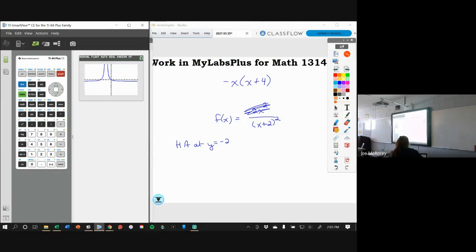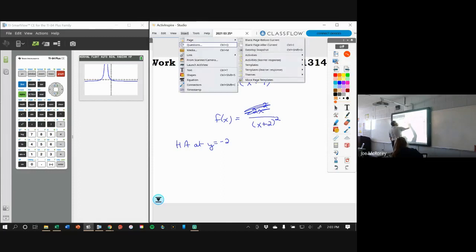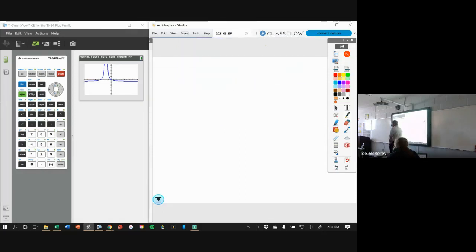Where's your vertical asymptote? We can find some out. Vertical asymptote is at 2, which means my denominator is 0. x minus 2, right? Because if that's 2, then I got a problem.